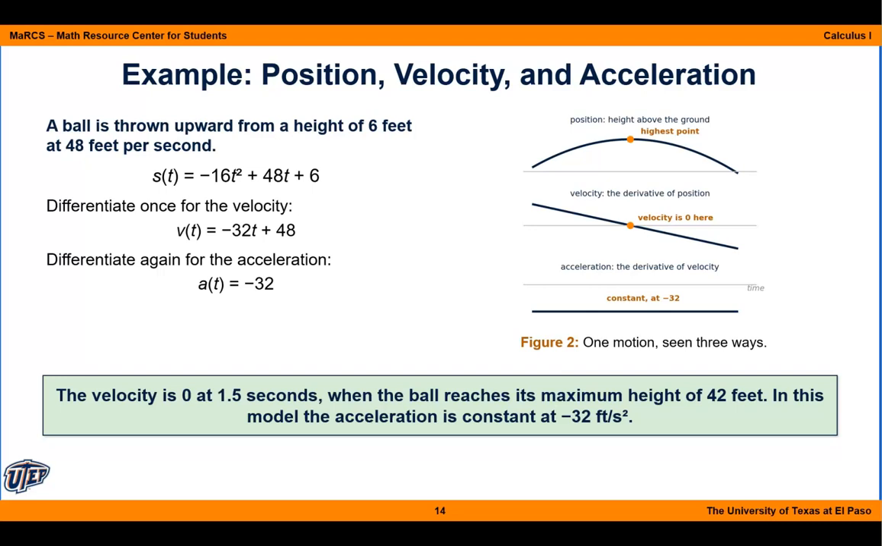The acceleration remains constant at negative 32 feet per second squared, and the negative sign indicates that the acceleration is directed downward.